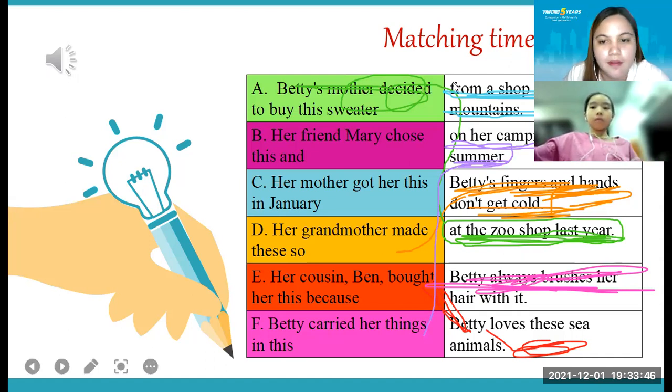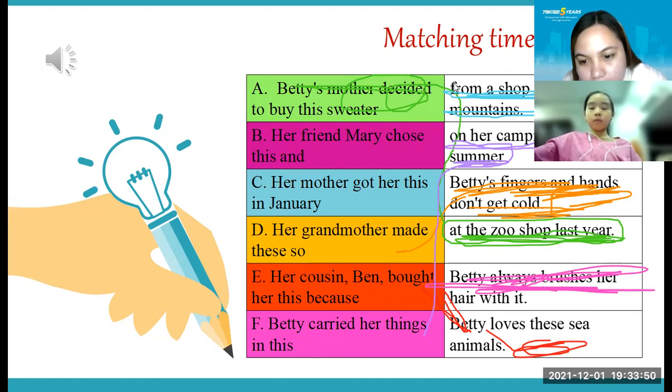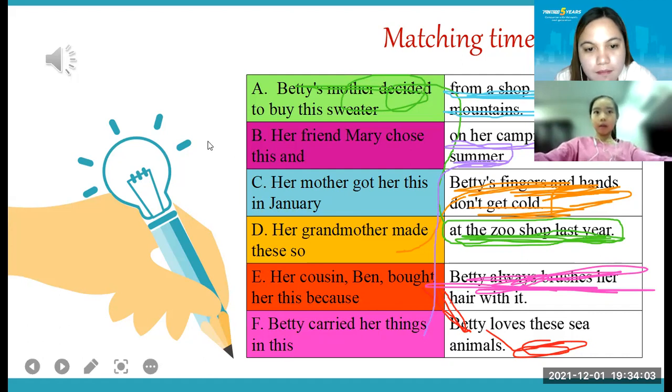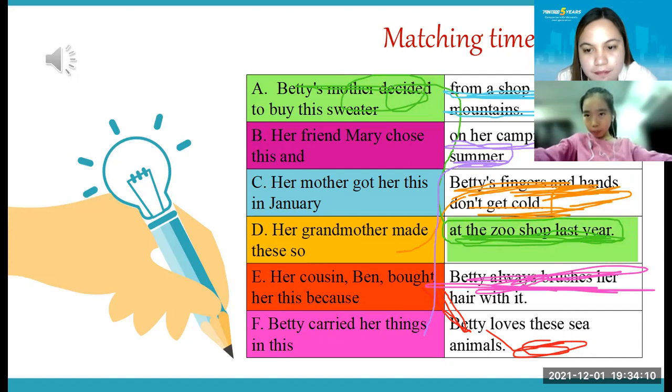All right, I can see that you have answers already. So now, Mary, can you read the sentences that you have matched? Betty must save money to buy this sweater at the zoo shop last year. Her friend Mary chose this, and Betty always brushed her hair with it.